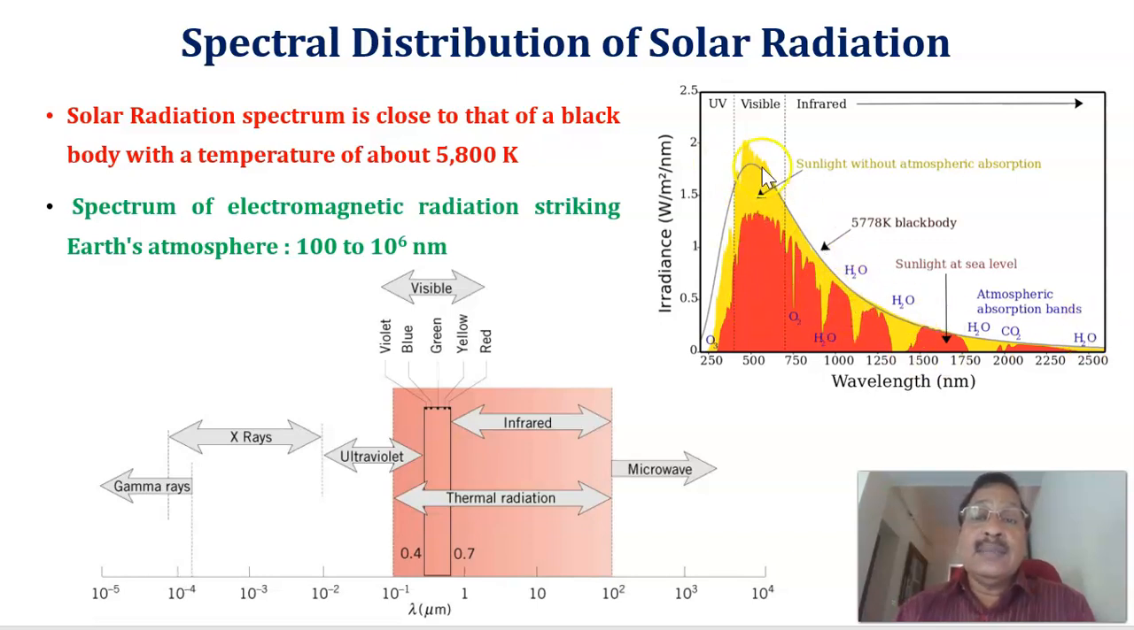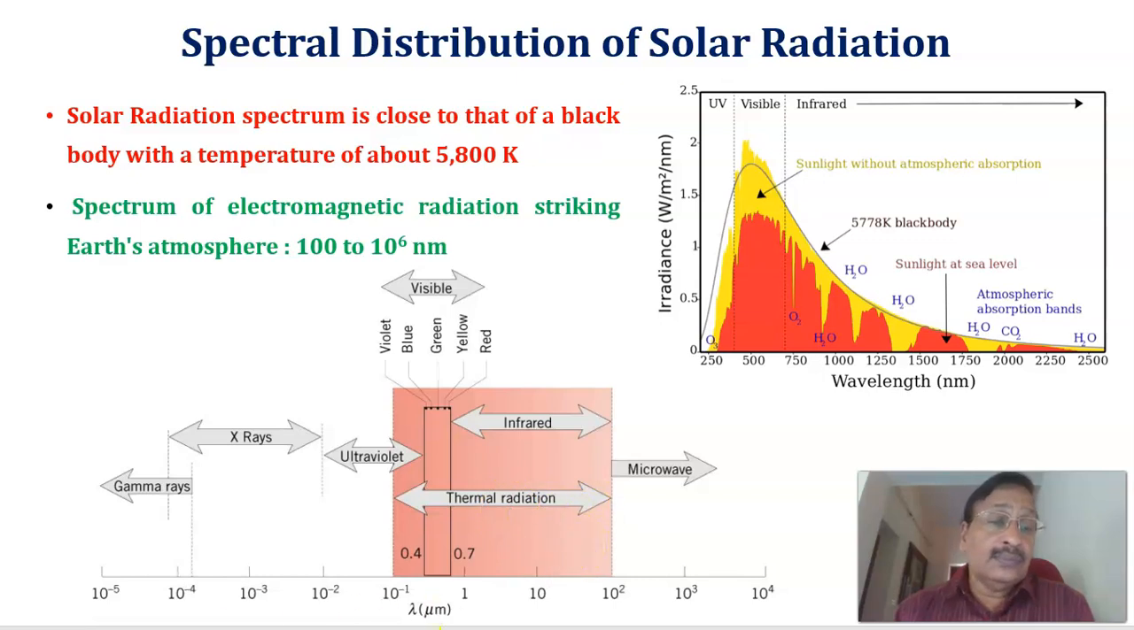The difference is the absorbed part, and that absorption is because of different elements like H2O, CO2 and different particles in the atmosphere, which absorb or scatter the radiation, and what is available is what is shown in red. So this is the spectral distribution of solar radiation.